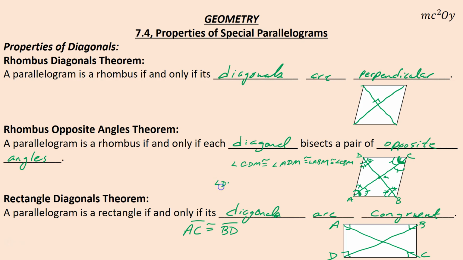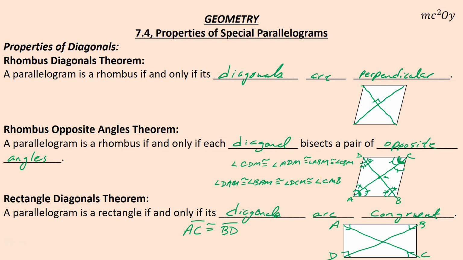DAM, okay, is congruent to MAB or BAM, okay, which is congruent to DCM, which is congruent to CMD or CMB.